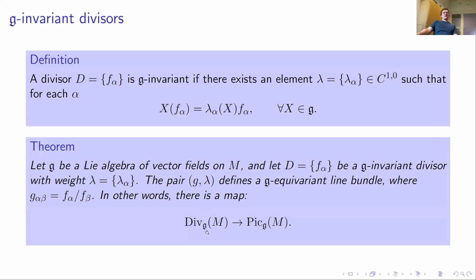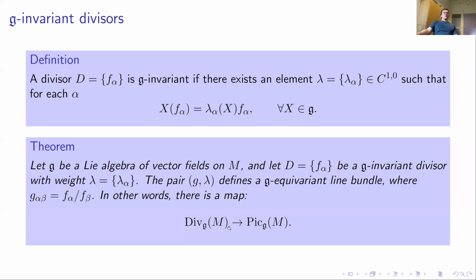And we get them up from G-invariant divisors to G-equivariant line bundles. And in some cases, this is important because you can imagine that it gives a bound on what the possible weights of G-invariant divisors are.